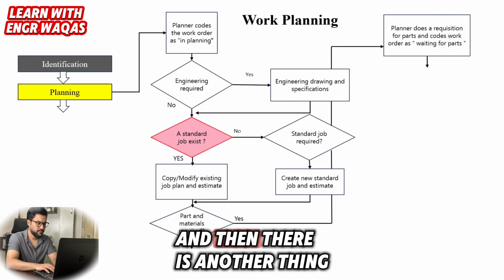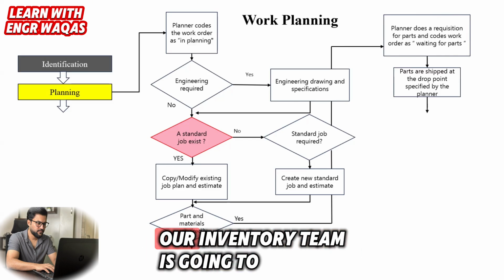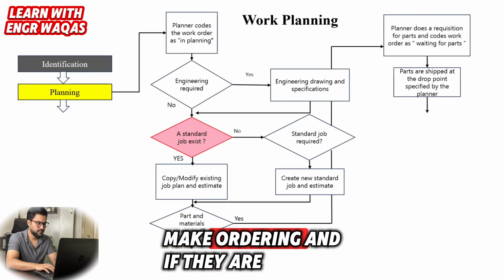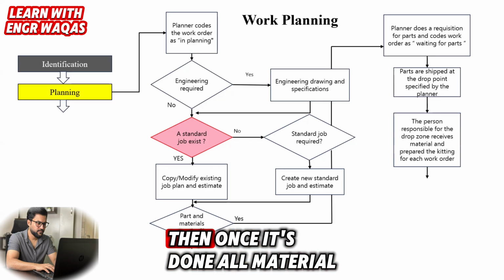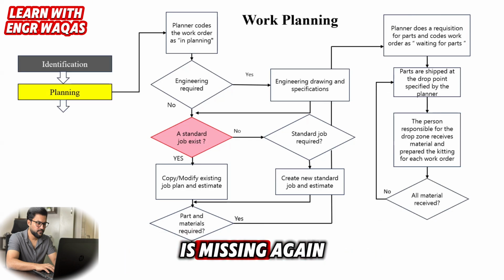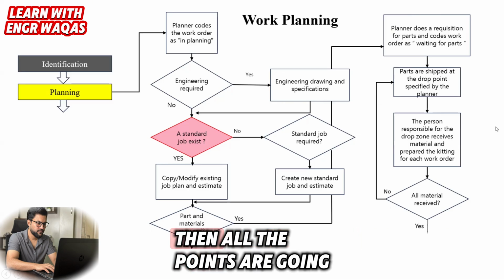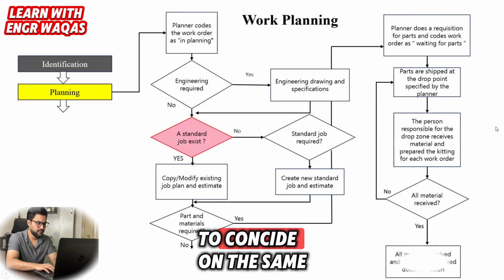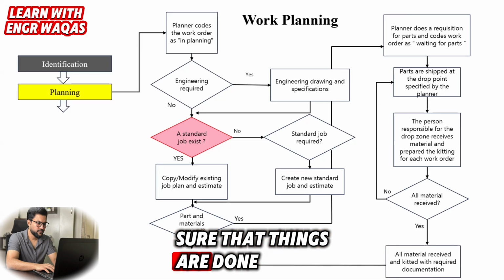And then there is another thing, parts are shipped. Our procurement team, our inventory team is going to make the ordering. And if they are shipped, we are going to collect them. Once it's done, all material received, make sure about that. Then again, there are two possibilities. If something is missing, you are going to repeat that process. If everything is done, then all the points are going to coincide on the same point, to make sure that things are done.